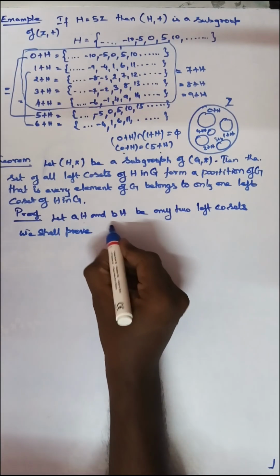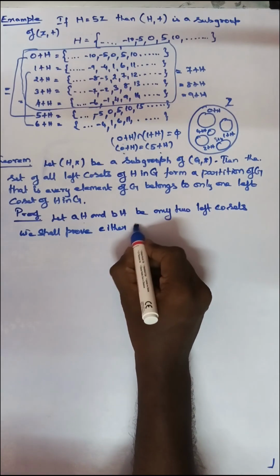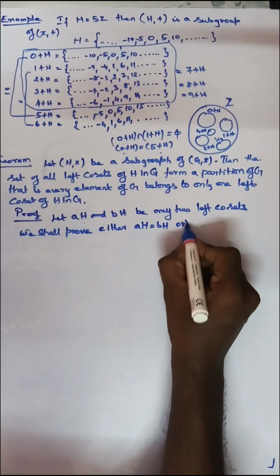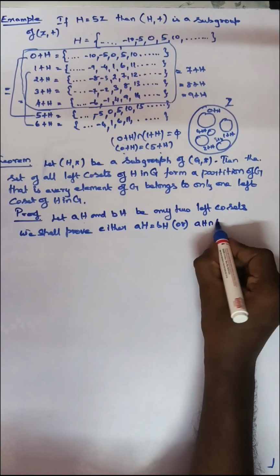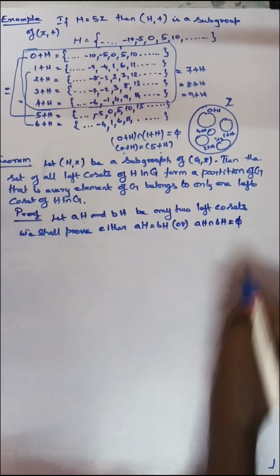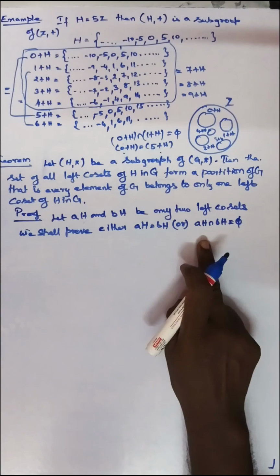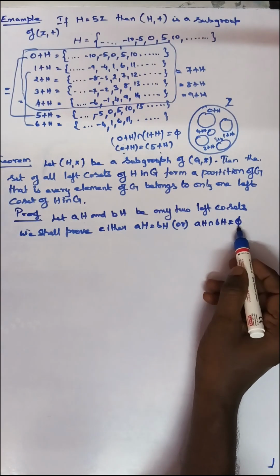Okay, either AH equals BH, or AH intersection BH equals empty. We can prove that either the left cosets are going to be equal, or AH intersection BH is going to be empty.